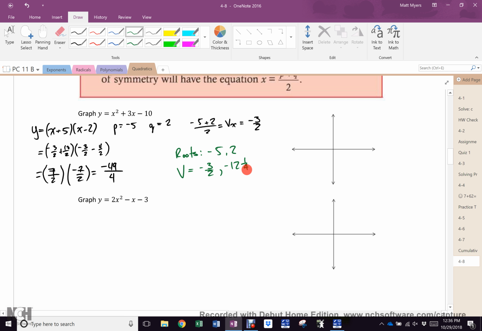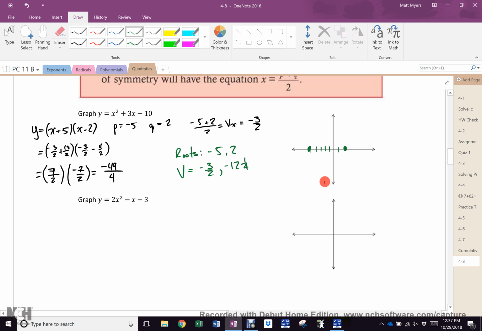Now let's graph it. Where's negative 5? On the left. 1, 2, 3, 4, 5. Right there. Agreed? 1, 2. Agreed? That distance is 7, correct? Half of 7 is 3.5, right? 1, 2, 3.5. That is negative 1.5, isn't it? Which is exactly what we had. Negative 1.5. And down how far?